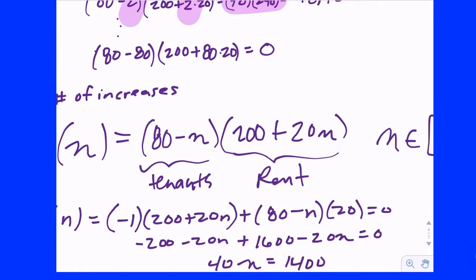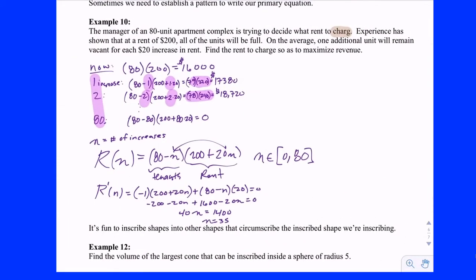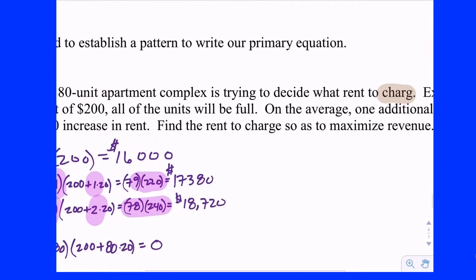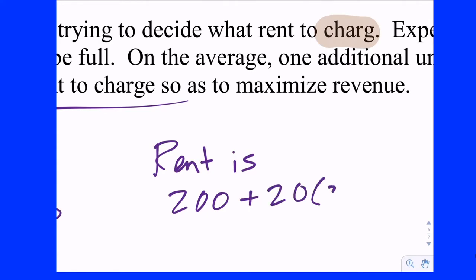And by the way, notice if you were to expand your revenue equation, the leading term would be negative 20n squared, which means that your revenue function is the graph of a parabola opening down. So you know that the vertex is not just the local max, but the absolute max. So 35 is it. So now we answer the question. It says to find the rent to charge. So the rent to charge is going to be 200 plus 20 times 35.